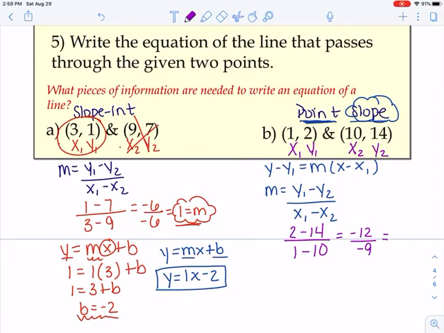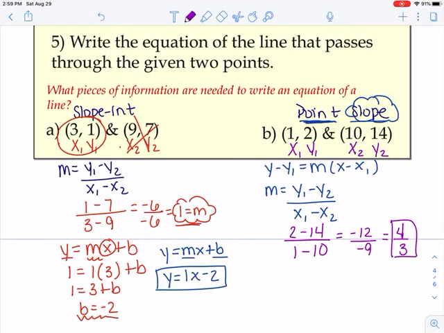I'll clean that up a little bit. Okay, a negative divided by a negative is going to give me a positive, and 3 goes into both 12 and 9. So 3 goes into 12 4 times, and 3 goes into 9 3 times. So the slope of that line is going to be 4 over 3.